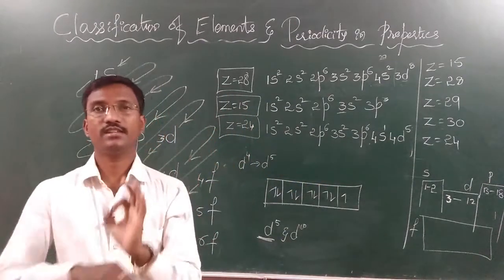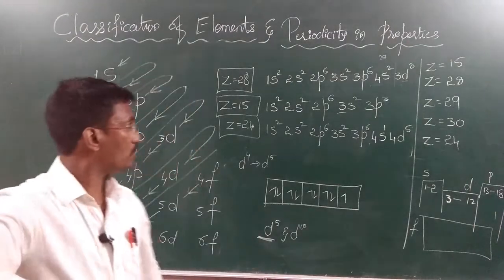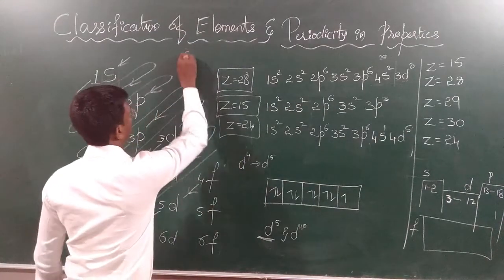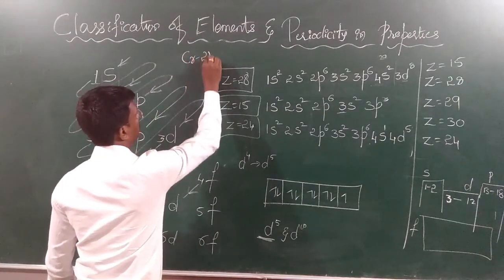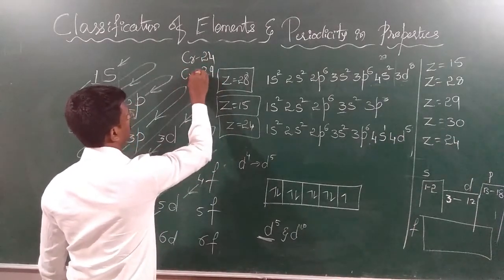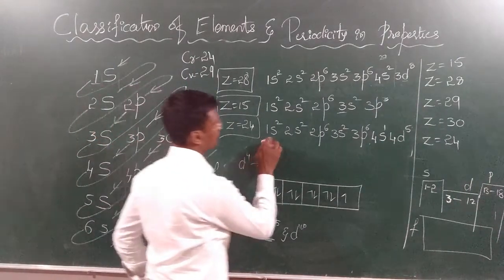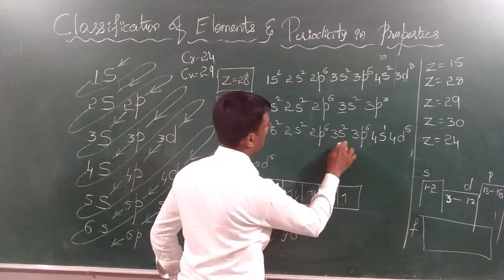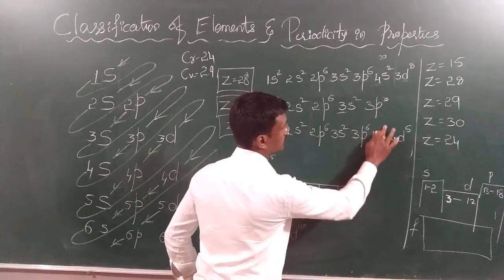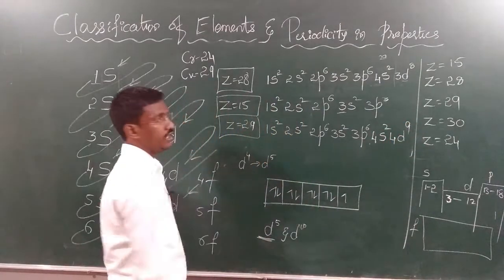So for that reason, if they ask you to write the electronic configuration, they will particularly ask atomic number 24. That is called chromium, Cr, which has atomic number 24, and atomic number 29 is copper, which has atomic number 29. So in 29, it is 1s2, 2s2, 2p6, 3s2, 3p6, 4s2, 3d9 actually. So this is atomic number 29.